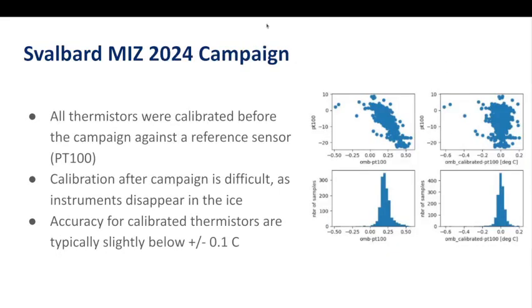But before we went on this campaign, all thermistors were calibrated against a reference sensor. As you can see, on the right we have the calibrated results, and on the left the uncalibrated results. The calibrated results indicate that the accuracy of the calibrated thermistors is slightly below 0.1 degree, which is sufficient for our studies.